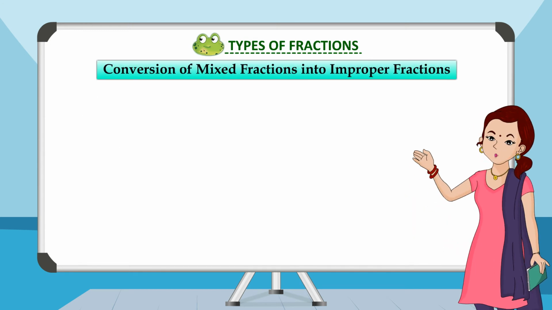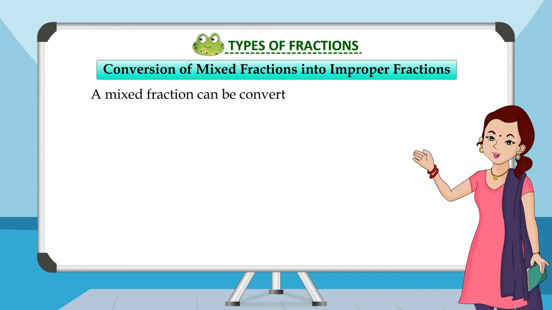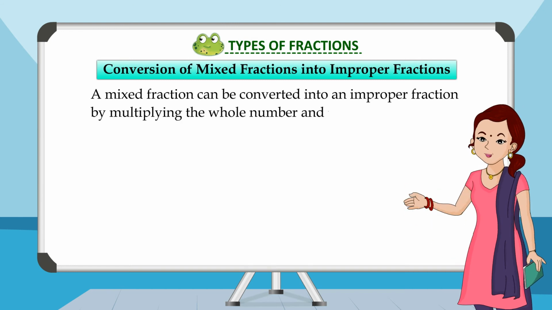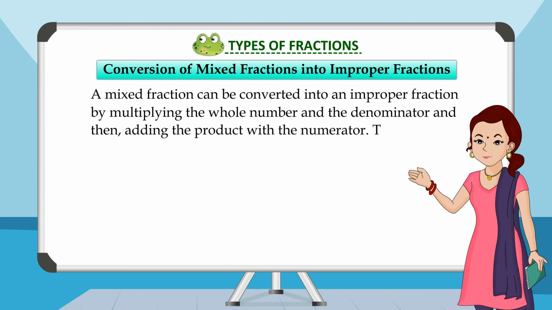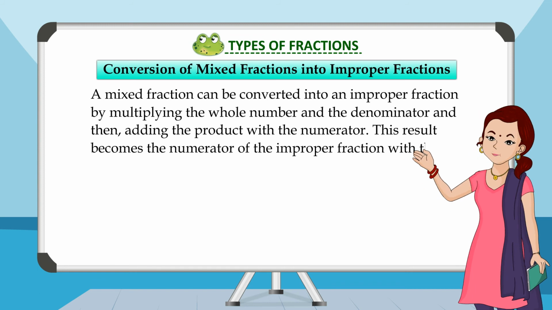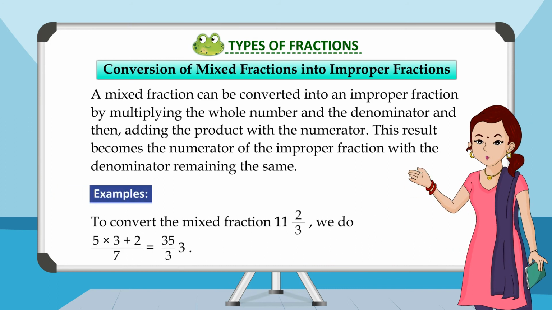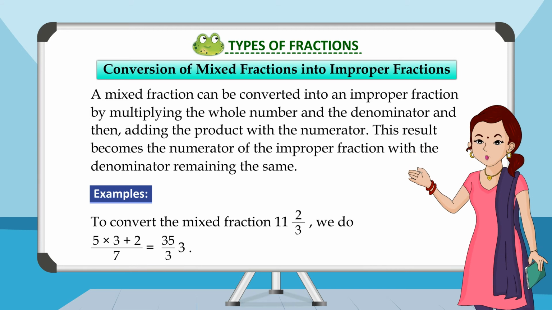Conversion of mixed fractions into improper fractions. A mixed fraction can be converted into an improper fraction by multiplying the whole number and the denominator and then adding the product with the numerator. This result becomes the numerator of the improper fraction with the denominator remaining the same. For example, to convert the mixed fraction 11 and 2 upon 3, we do 11 into 3 plus 2 upon 3 is equal to 35 upon 3.